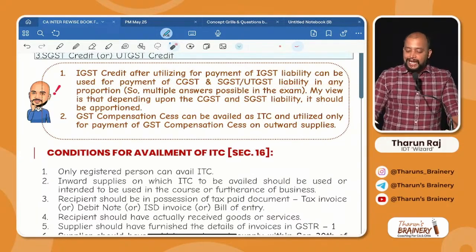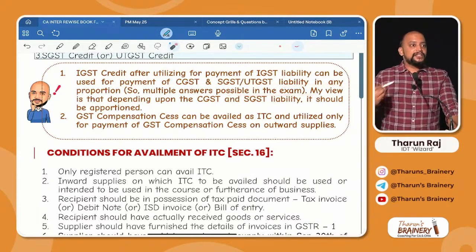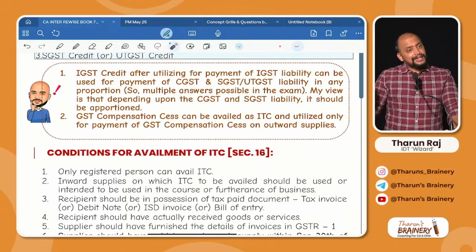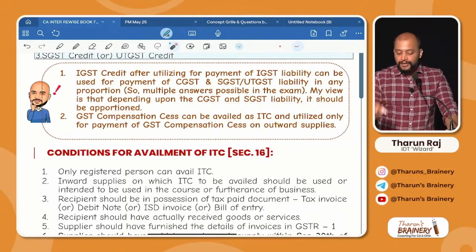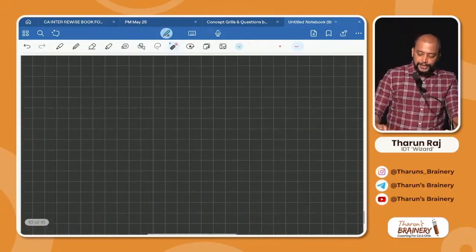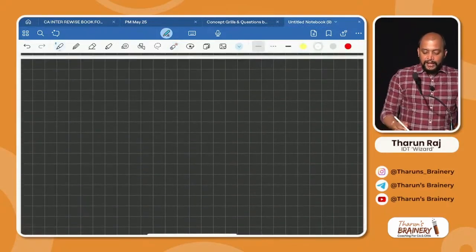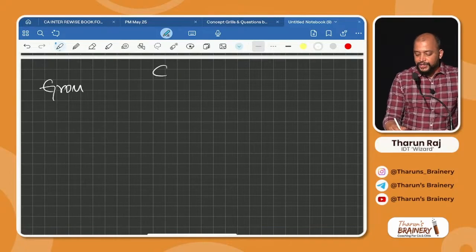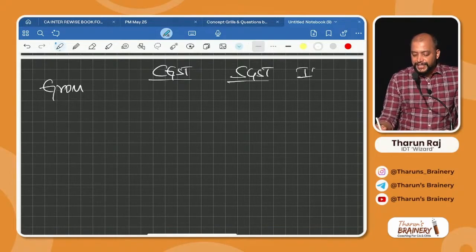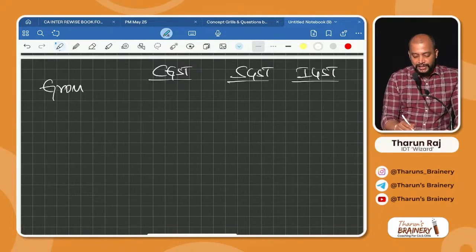So multiple answers are possible in the exam. Then which view should be taken? Depending upon CGST, SGST liability, it should be apportioned. For example, you just write down this illustration somewhere. So gross liability, that is CGST, SGST and IGST.